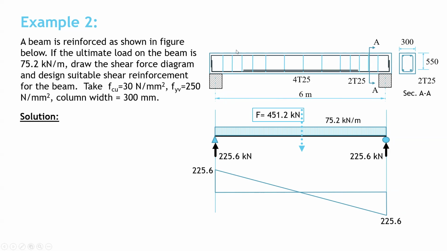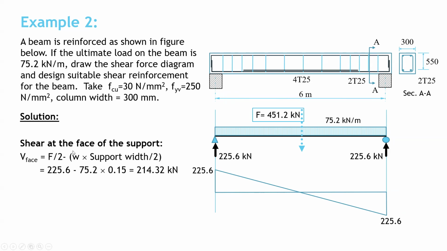And then also again later we will get the shear at a distance D from the face of the support, and we use it for the design of the links. So let's start by getting the shear force at the face of the support. At the face of the support here, at a distance which equals the width of the support divided by 2. So the shear at the face of the support equals the reaction, which is 225.6, minus the load multiplied by the distance, which in this case is the support width divided by 2.